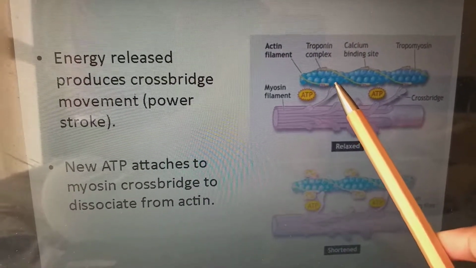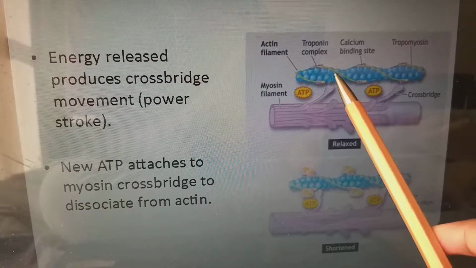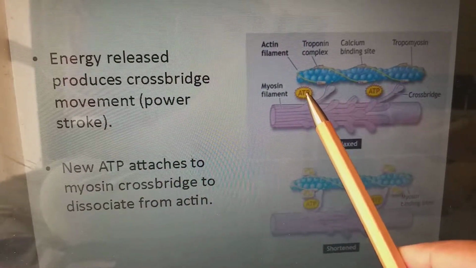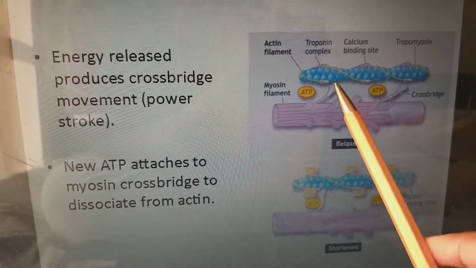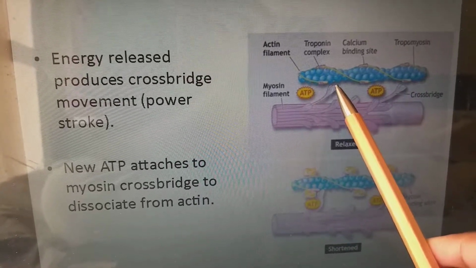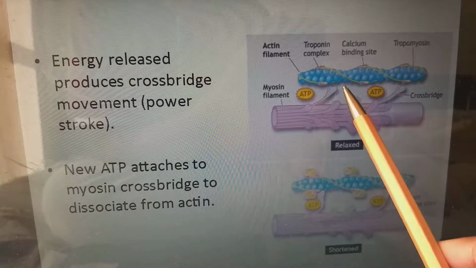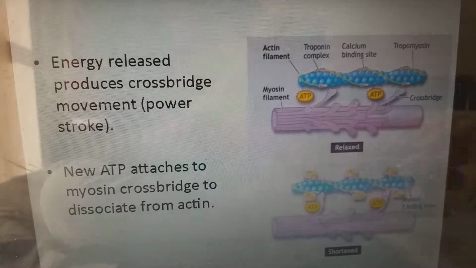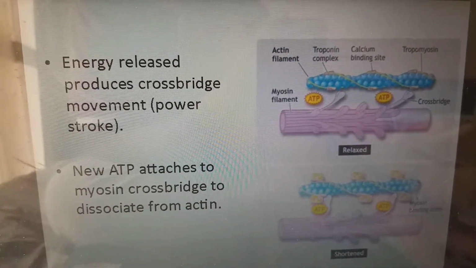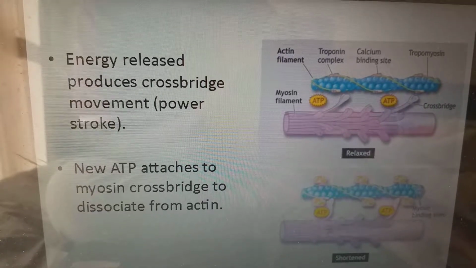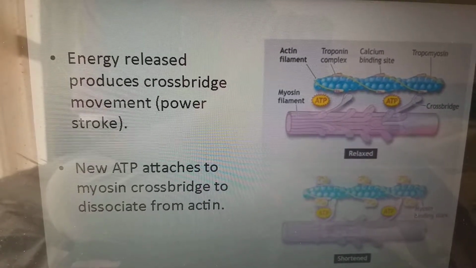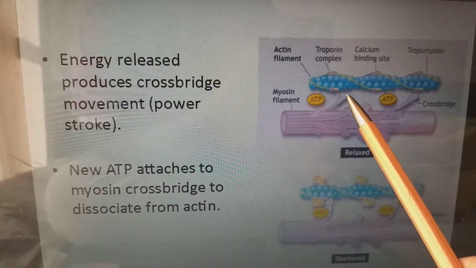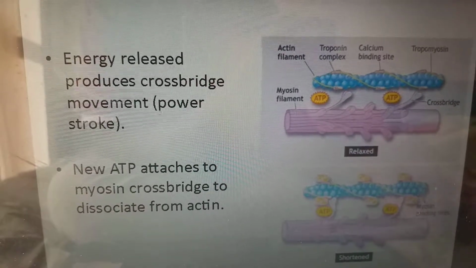After cross bridge formation, the actin has to be moved, so energy is needed for that. For that energy, ATP. The ATP will come and attach to the myosin head, and now it breaks the bridge. After breaking the bridge, the ATP will divide into ADP plus Pi in the myosin head, and now it again reattaches to the actin. So this we call the power stroke. The energy release produces a cross bridge movement, which we call the power stroke. The new ATP attaches to the myosin cross bridge to dissociate it from the actin. When the ATP comes to the myosin head, then only it will detach, or else it will not detach.